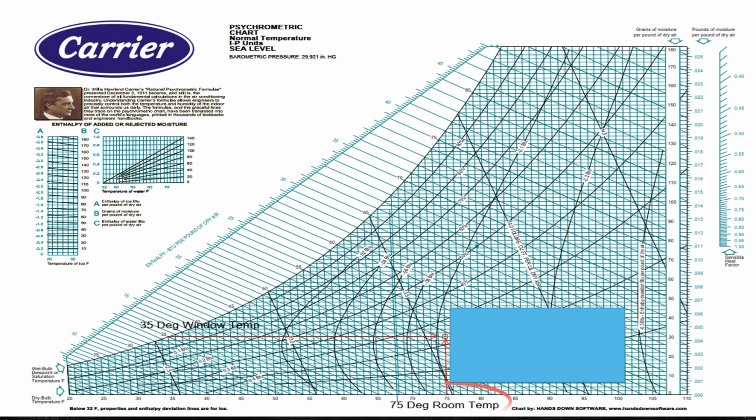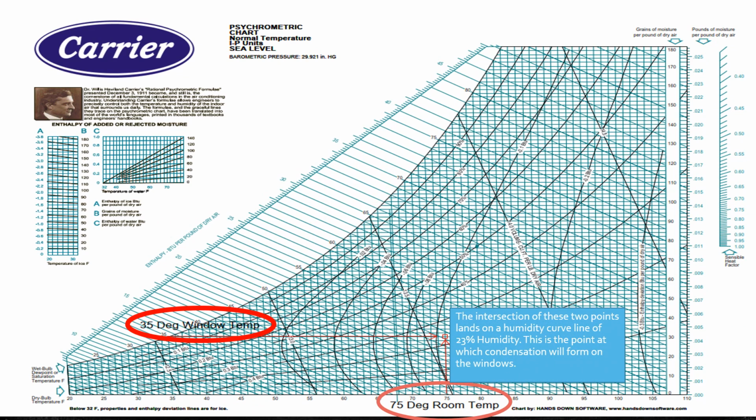So we take our 75-degree room temperature and plot it on the dry bulb temperature along the bottom of the psychrometric chart. We then take our 35-degree window temperature and plot it on our wet bulb curve on the left side of the psych chart. The intersection of these 2 points lands on a humidity curve line of 23% humidity. This is the point at which condensation will form on the windows.